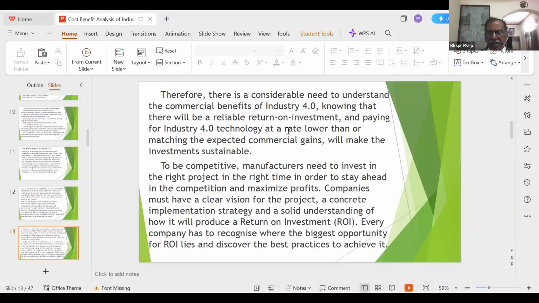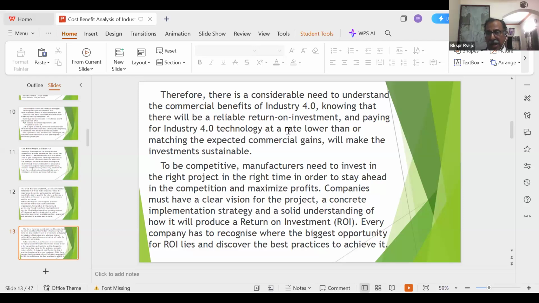Therefore, there is a considerable need to understand the commercial benefits of Industry 4, knowing that there will be a reliable return on investment, and paying for Industry 4 technologies at a rate lower than or matching the expected commercial gains will make the investments sustainable for a long time. To be competitive, manufacturers need to invest in the right project at the right time in order to stay ahead in the competition and maximize profits.